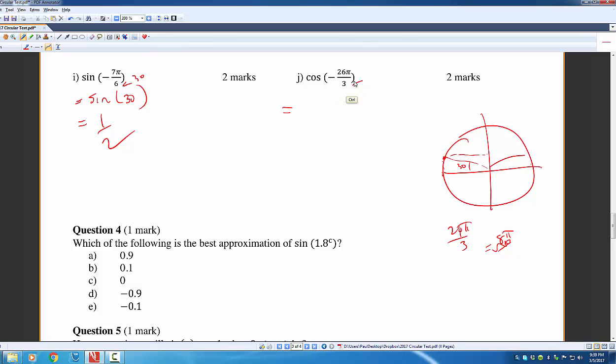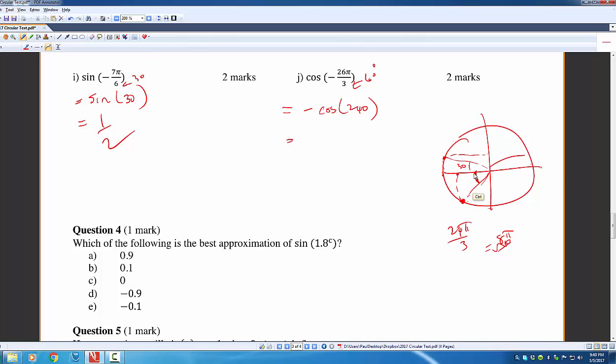So pi on 3 means 60 degrees, so we're going to go 60, 120 more. So 120 more basically puts us, 60 less than here will take us to 300, and then here, which is 240. So we're going to go cos of 240. Now what's the cosine there? The cosine is negative. Now let's just draw this in. This is 270, this is 240.